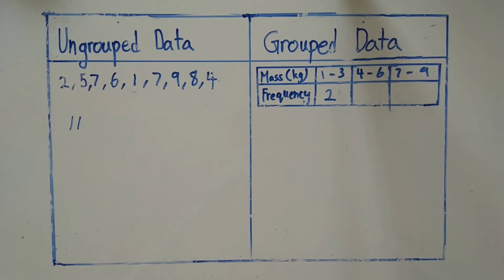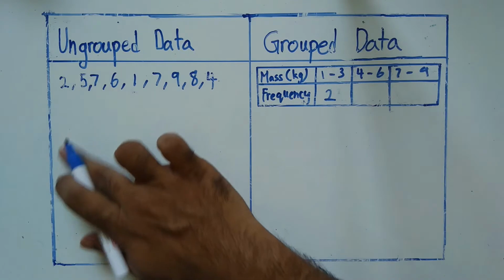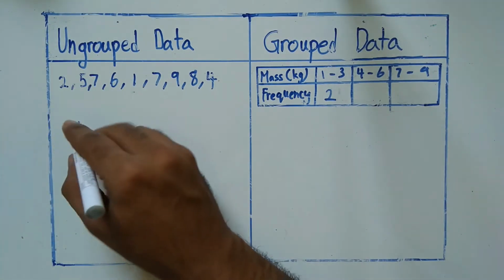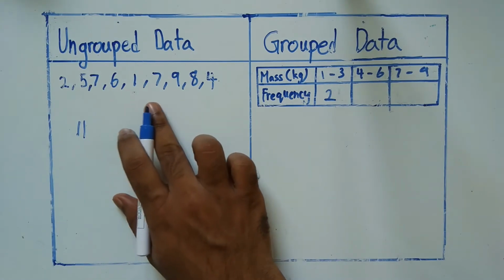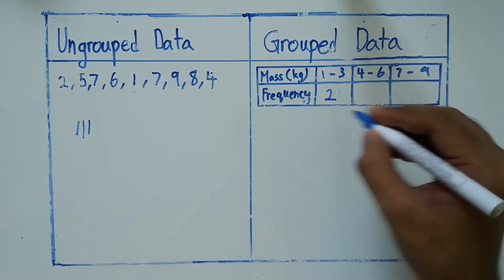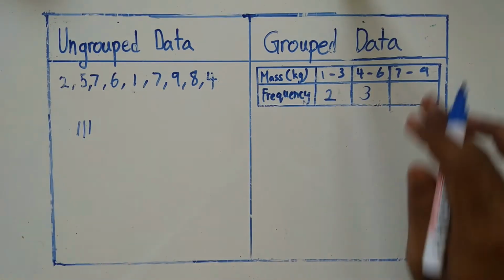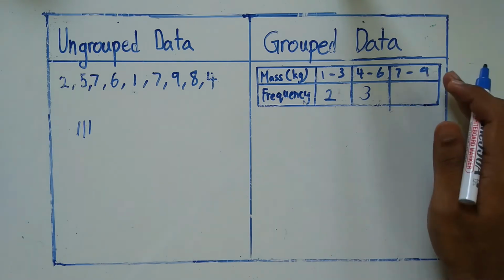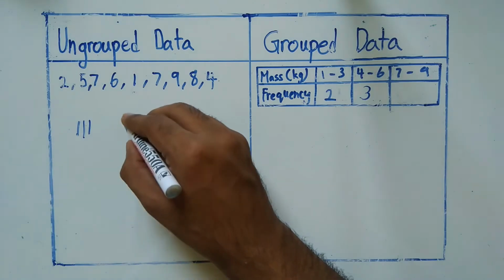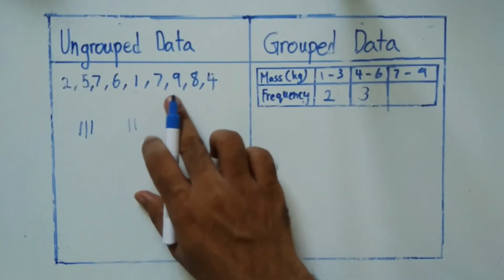The next class is 4 to 6. We have 5, 6, and 4, which gives us 3. Let's look at the third class, which is 7 to 9. We have 1, 2, 3, and 4.